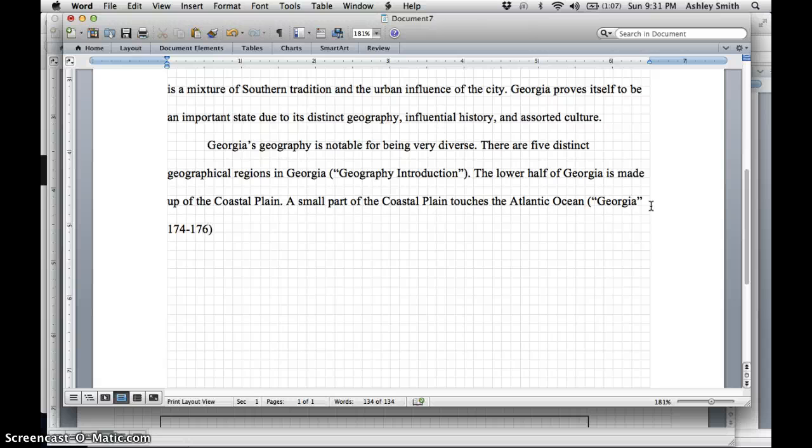If you know the specific page number, then just put the specific page number. So here I've got the title of the article and the span of page numbers, but if I know the specific page number, I'll just put 174. Okay? So these two sentences in a row, they both came from this source. Now let's move on to the next part.